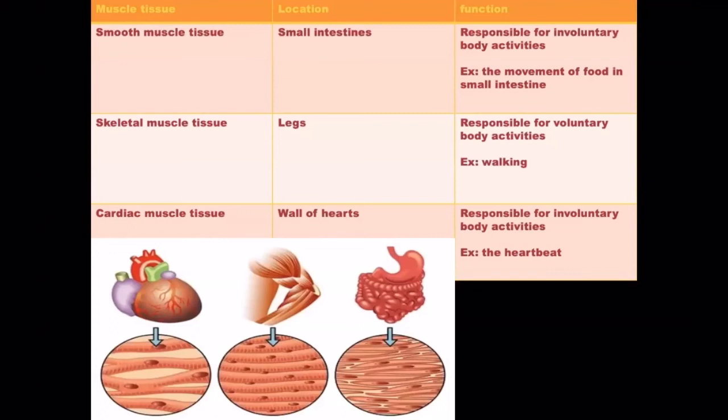So the first one is smooth tissue. Okay, here smooth tissue you can find in the small intestine. So this is the way how it looks. Okay, smooth tissue.